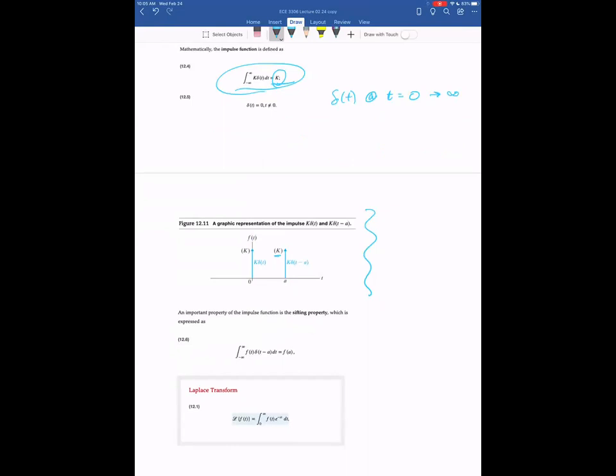Okay, an important property of the impulse function is the sifting property, and we're going to work an example or two with this today. The sifting property basically says that if you have an impulse function, and it can be a shifted impulse function, and you place that under the integral sign with any function f of t, that then evaluates out to be the function evaluated at the point a. So those are the two special functions.